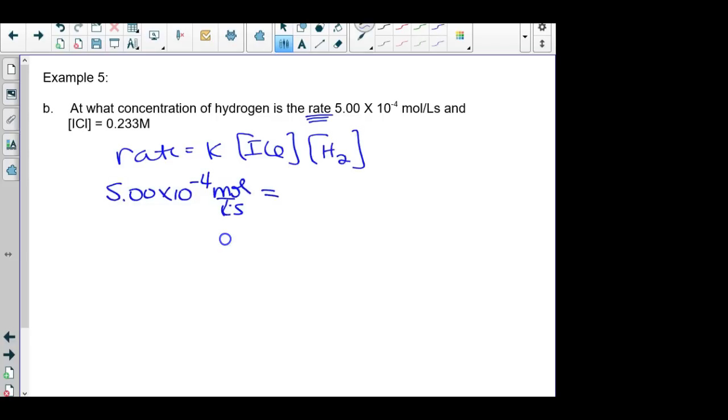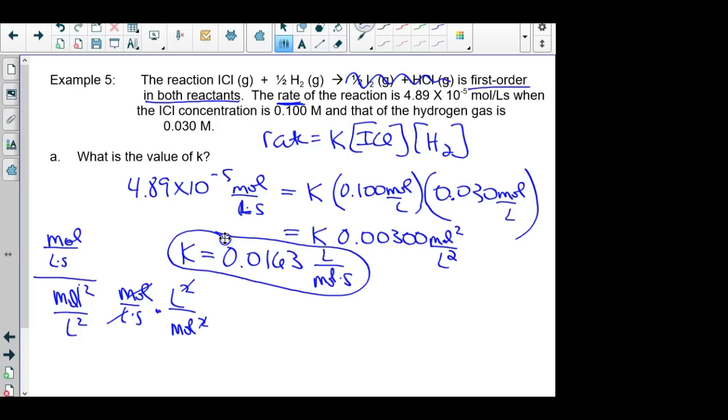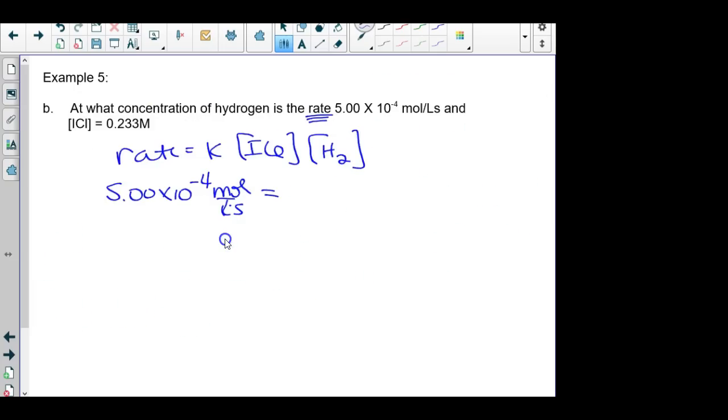moles per liter seconds equals. Now we're going to go back and pick up, because I've already forgotten, the rate constant from the previous problem. 0.0163 liters per mole second. And then we have the concentration of ICl. Remember, square brackets means moles over liters. And we're looking then for the concentration of H2. So carefully plug things in. If you write the expression right above, as I will probably require, not probably am requiring, you need to write your expression above and then plug things in below. You should be able to solve easily.